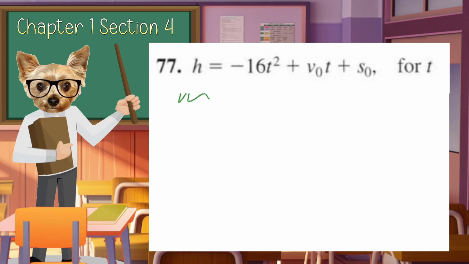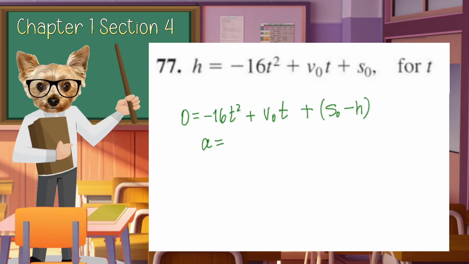Okay. So basically, if I subtract h, I'm going to have 0 equals negative 16 t squared plus v sub 0 t plus, and then that last value is s sub 0 minus h as a whole. Now I have A, I have B, and I have C. And what do they each equal? Well, A is right there. B is right there.